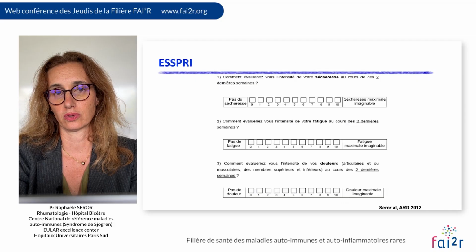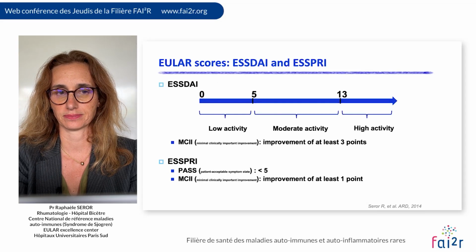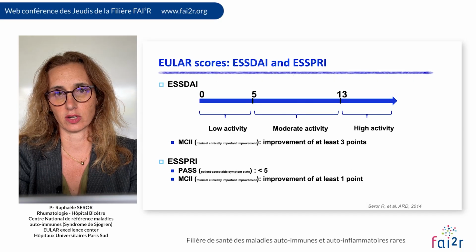We also have the ESPRI, which is a PRO that focuses on dryness, fatigue and pain, a VAS for each of the three symptoms, and the score. The total score is the mean of the three VAS and ranges from 0 to 10. How can we interpret this score?